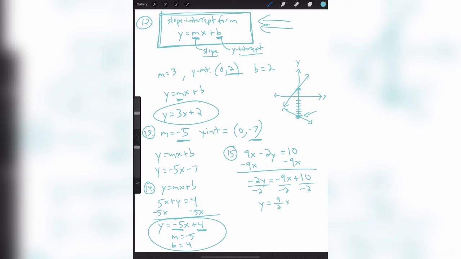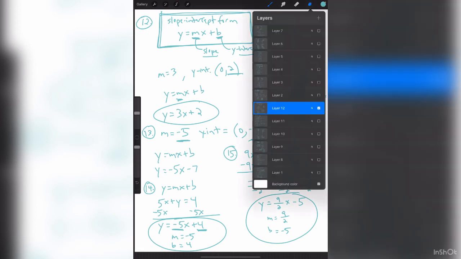Leave it as a fraction there. You might be tempted to write 4.5. It's better to leave it as a fraction, and I'll explain a little bit more later. So leave this as a fraction, 9 over 2, and then 10 divided by negative 2 gives me a negative 5, right? And in this case, my slope is 9 over 2, and my y-intercept is negative 5. Okay, that's number 15.